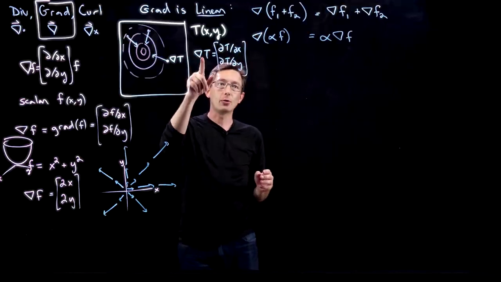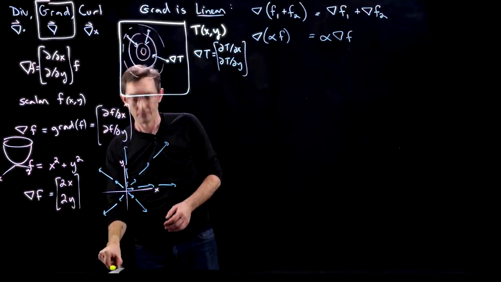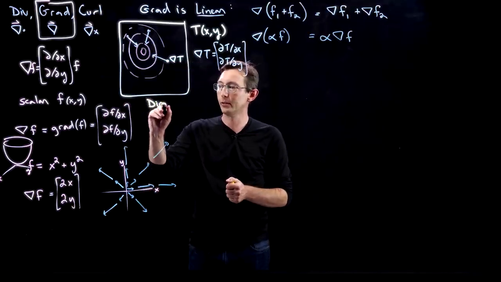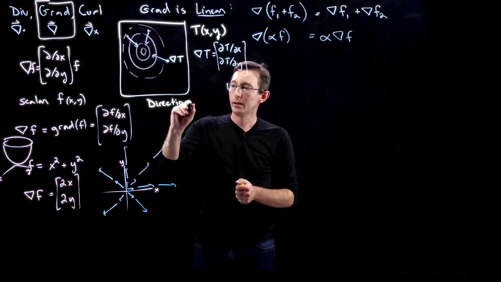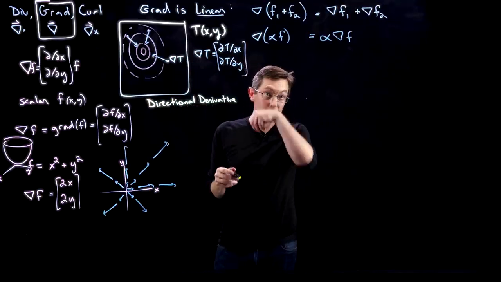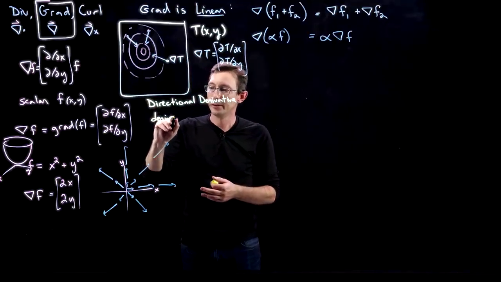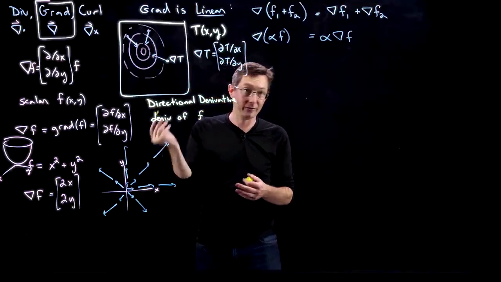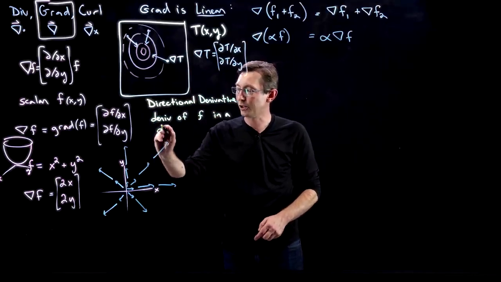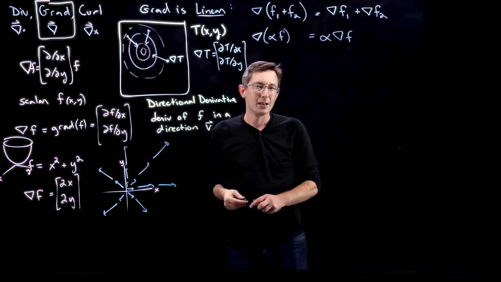A few other things I want to point out. You can use this gradient to compute what's called a directional derivative. So I'll just write that out here. The directional derivative is literally the derivative of f, my scalar function f, in a direction v. So this is kind of cool.